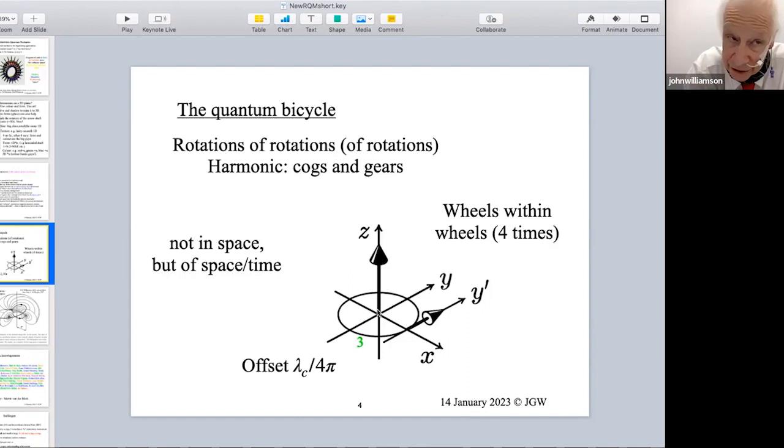But that's not the only rotation. Such an object would be toroidally symmetric. But we know from high energy physics experiments that the electron is spherically symmetric down to extremely short, 10 to the minus 18 meter length scales. This offset here is lambda c over 4 pi, which is about 10 to the minus 13 meters. It's very large compared to the point-like interaction of a single isolated electron.